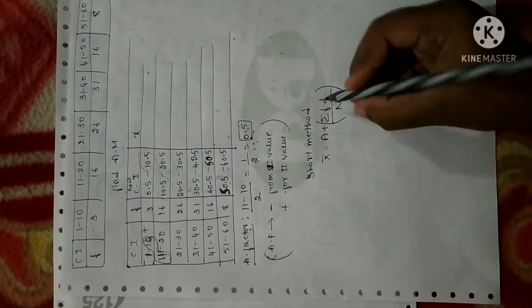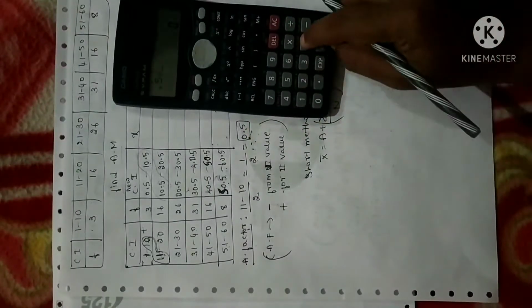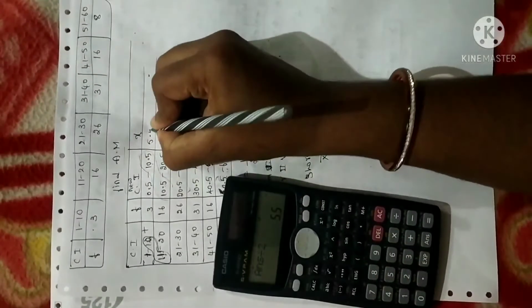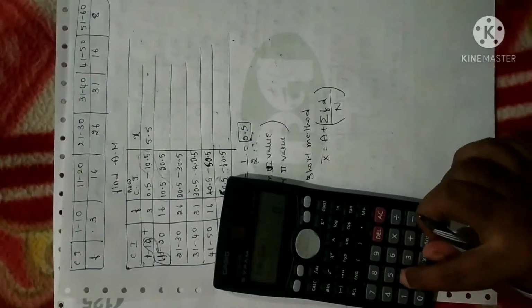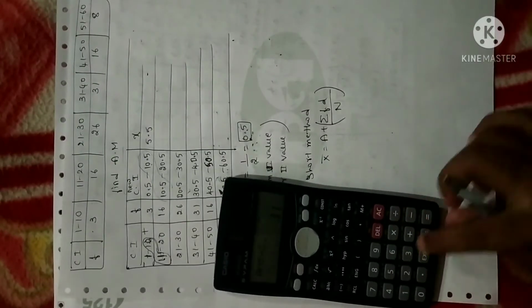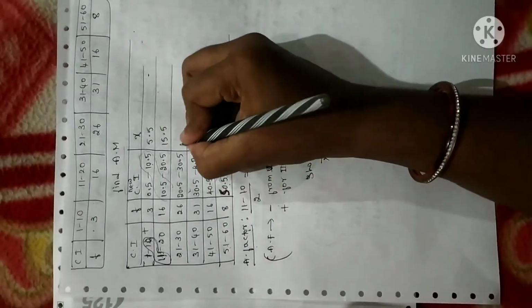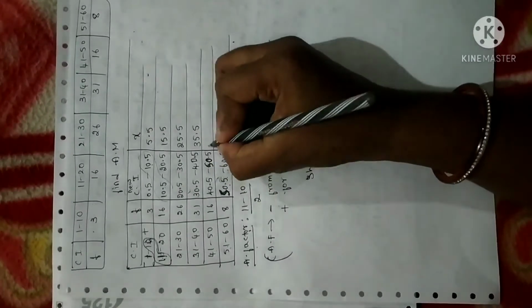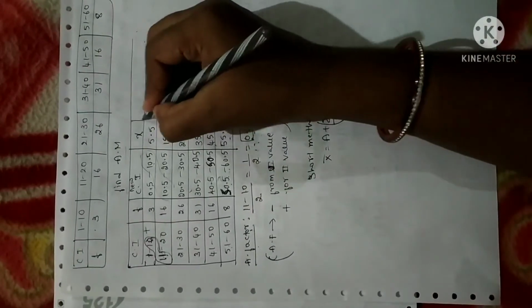In order to find f and d, first you have to find x. x will be: first you add these two limits and divide by 2. So 0.5 plus 10.5 divided by 2 gives us 5.5. Similarly, add the second one, 10.5 plus 20.5 divided by 2, that gives us 15.5. Similarly, add these two values and divide by 2, 25.5. Similarly you add and divide, you will get 35.5. Similarly 45.5, 55.5. So the x values I have obtained.